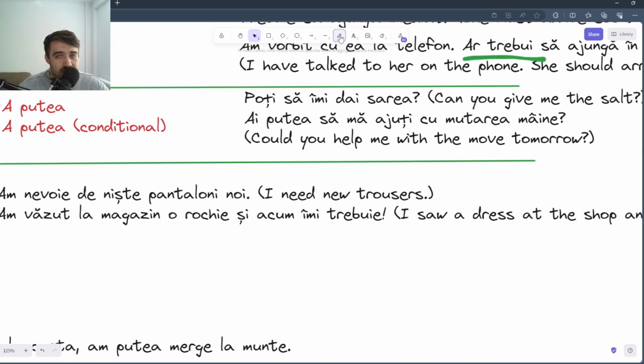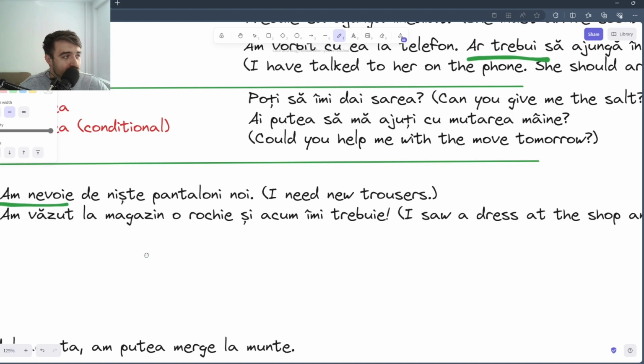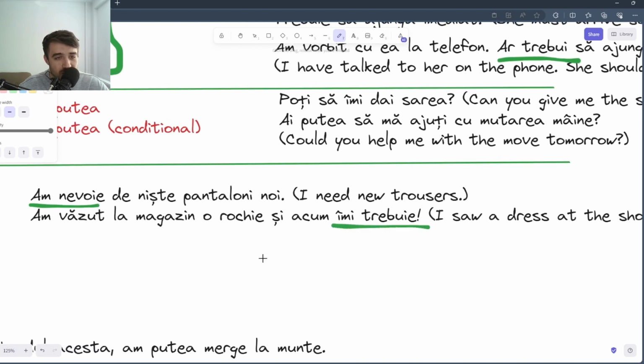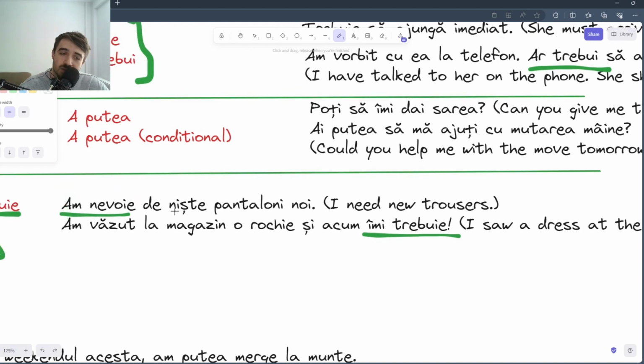Now, there is, as I said, a difference between am nevoie and îmi trebuie. This first one is a need. What's the right word here? This kind of need is more real, while this one is more made up.